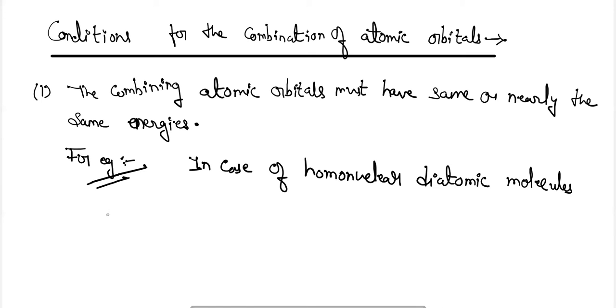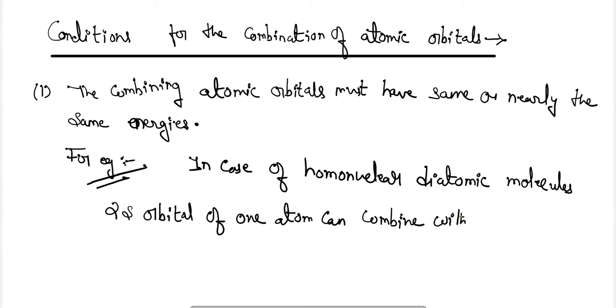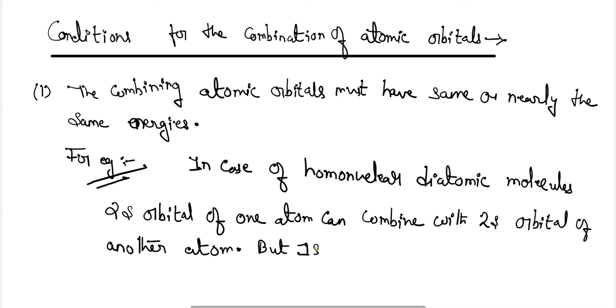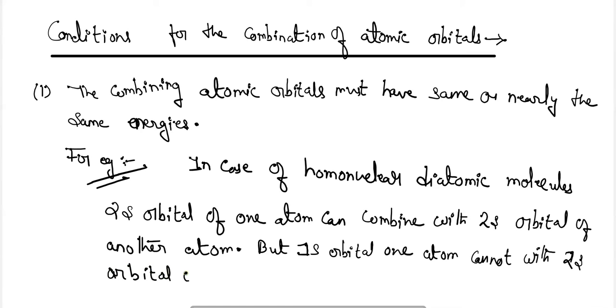2s orbital of one atom can combine with 2s orbital of another atom. But 1s orbital of one atom cannot combine with 2s orbital of another atom.